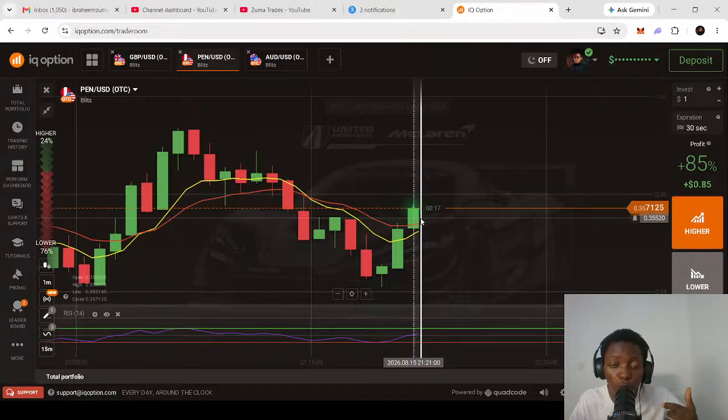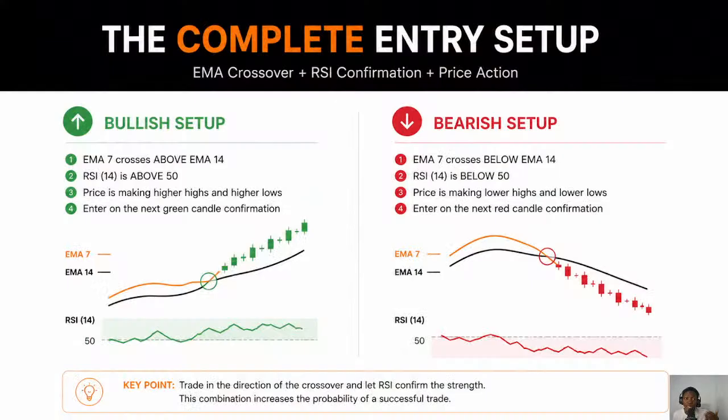So here's the bullish setup. You can see the bullish setup around here, and you can see the bearish setup around here, right? Just as I have already explained, for the bullish setup, we want the EMA 7 to move above the EMA 14, and then we still have to check the RSI. If RSI is above 50, that gives us additional confirmation that short-term momentum is positive, and that the market will start going in an upward direction.